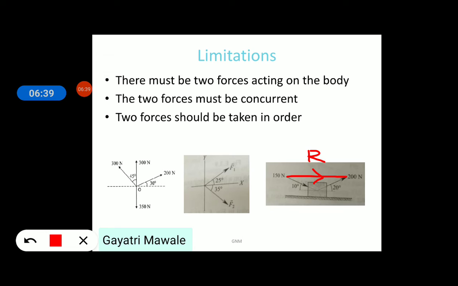Here we need to write down internal angles for this triangle. So this angle will be 150, 180 minus 30, 150 degree. If I call one of the angle as theta, then this third angle will be 180 minus 150, that is 30 minus theta. Now to this triangle you can use triangle law of forces to find resultant.